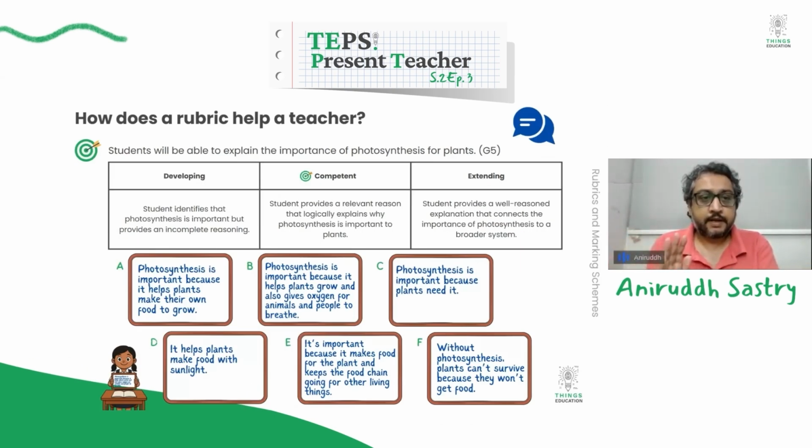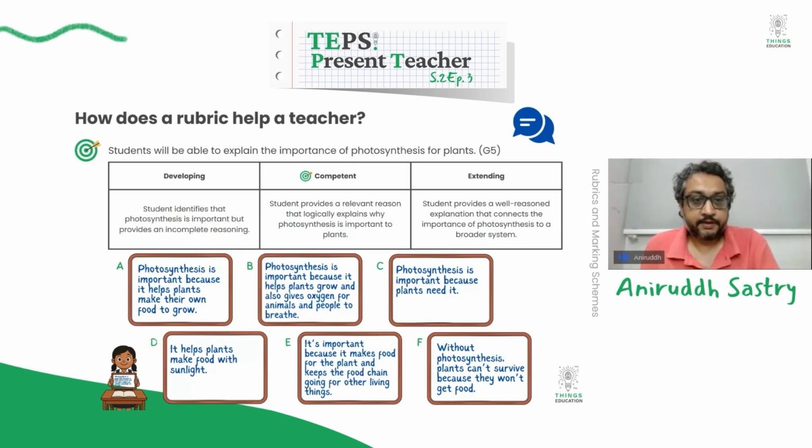Let's name the students A, B, C, D, E, and F. What I'd like you to do is tell me which students are in the developing stage, which students are in the competent stage, and which students are in the extending stage. You can just use the chat to give your responses. Okay, somebody is saying that B is developing, C is developing. It would be great if you could even give us some reason for why you're saying that. That will help our conversation go better as well.